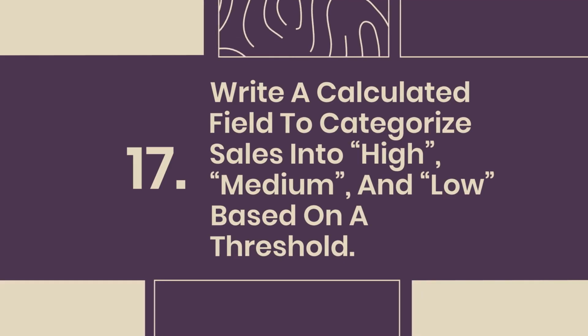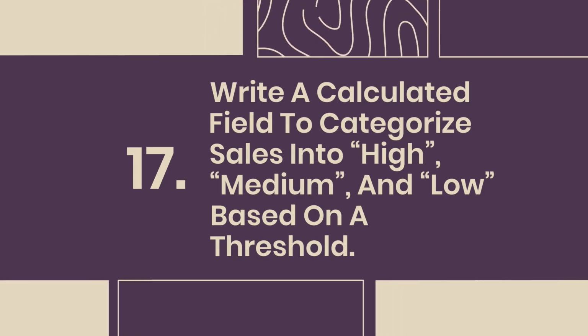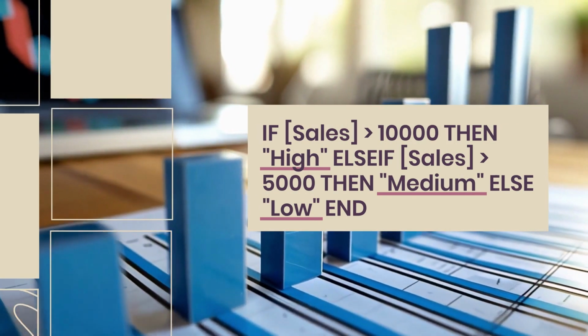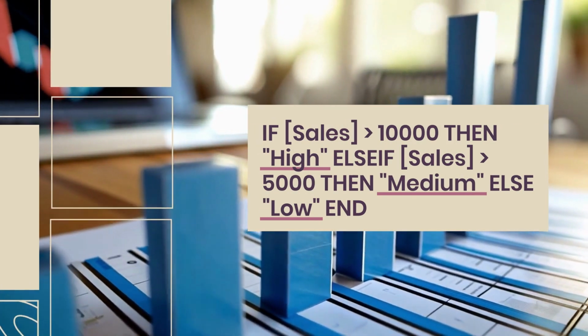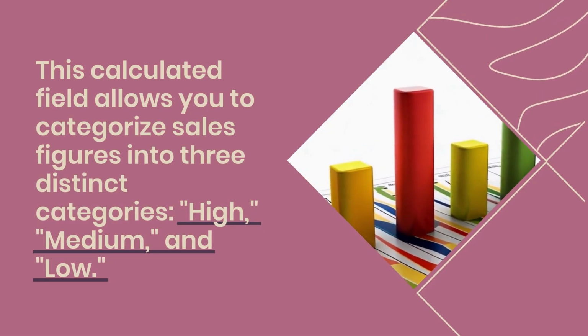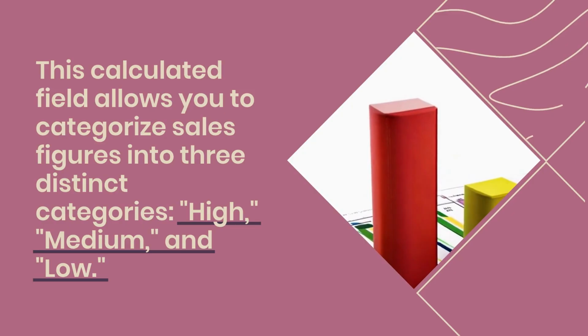17. Write a calculated field to categorize sales into high, medium, and low, based on a threshold. IF [Sales] > 10000 THEN "High" ELSEIF [Sales] > 5000 THEN "Medium" ELSE "Low" END. This calculated field allows you to categorize sales figures into 3 distinct categories: high, medium, and low.